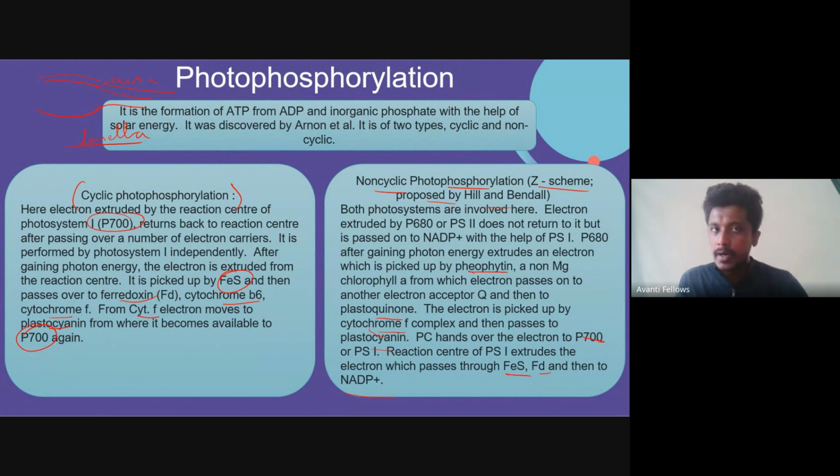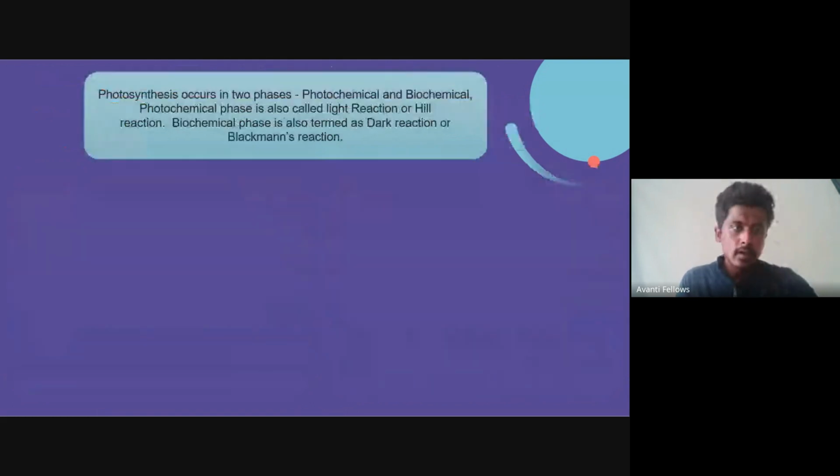Here we discuss two types of phosphorylation reaction. One is non-cyclic photophosphorylation reaction. The other one is called cyclic photophosphorylation reaction. In non-cyclic photophosphorylation, we understood that there is production of NADPH, whereas in cyclic photophosphorylation, there is movement of electrons from photosystem 1 back to photosystem 1 again, and this is happening in the stroma lamella. Okay, so we understood this photophosphorylation.